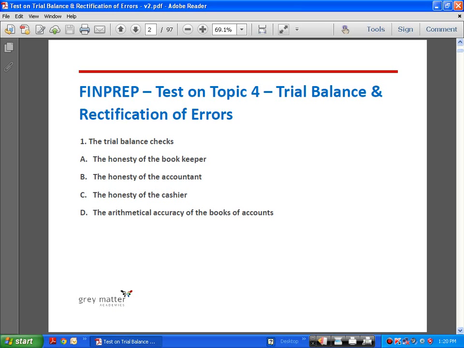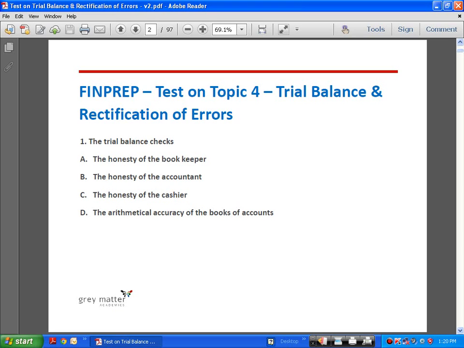Next we come to clerical errors. Clerical errors is a broad classification that can be further broken down as errors of omission, errors of commission, and compensating errors. So errors of omission means you either completely omit to record a transaction, or a transaction is omitted to be recorded partially.